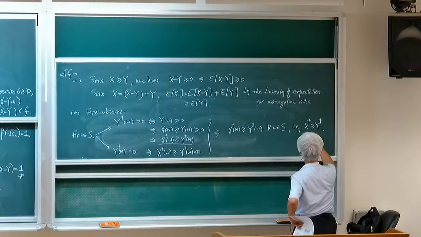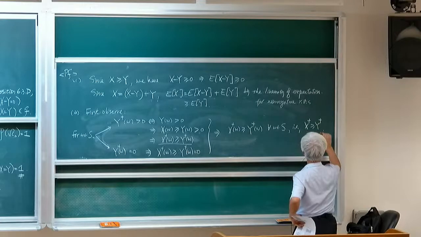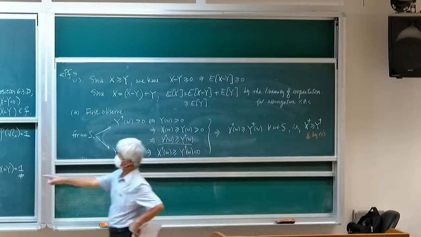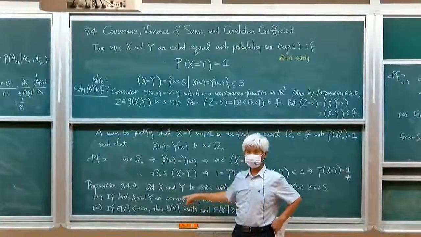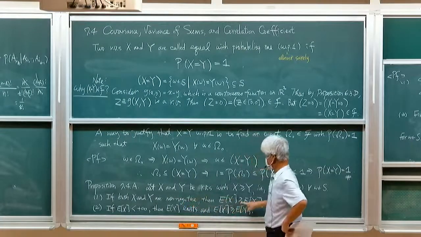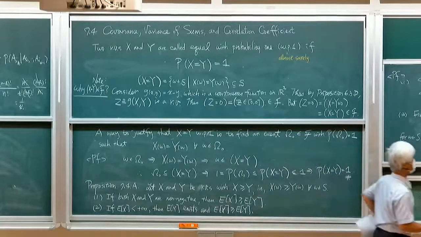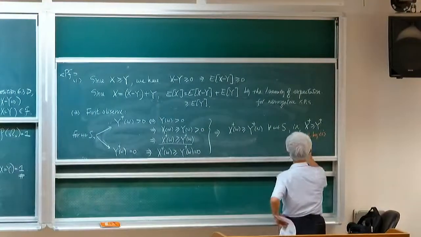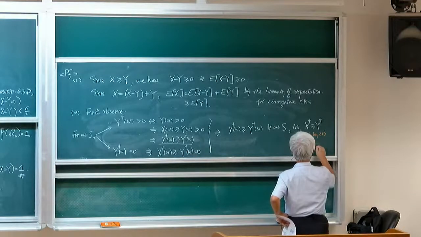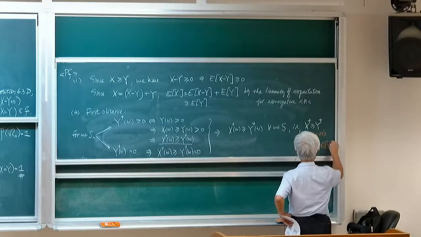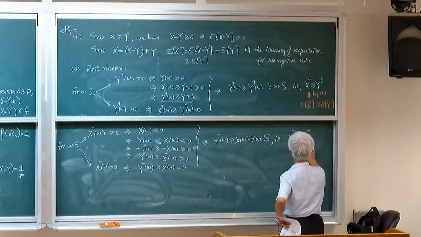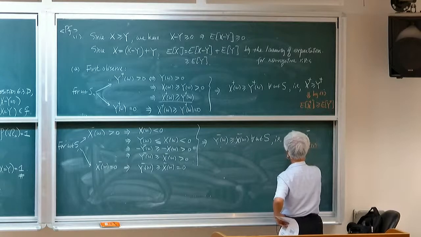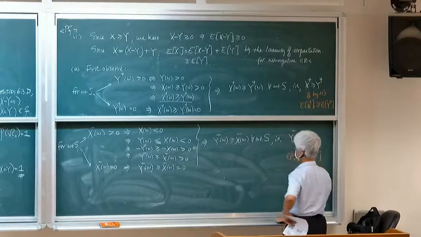And from here, we can see that by part 1, for non-negative random variables, we have this inequality: the expectation of x plus is greater than or equal to the expectation of y plus. And again by part 1, the expectation of y minus is greater than or equal to the expectation of x minus.